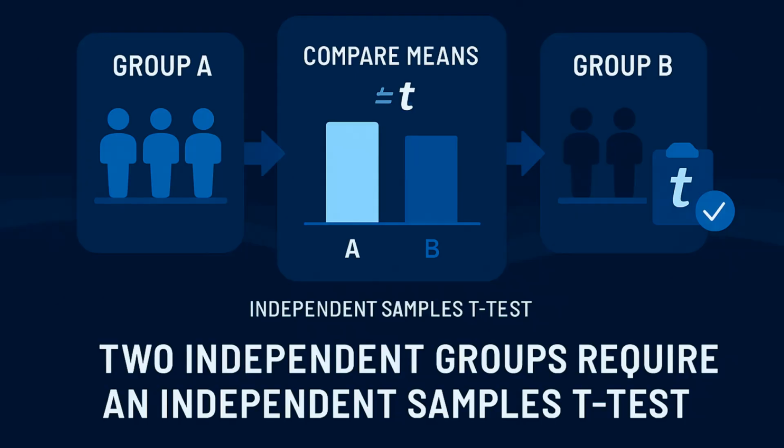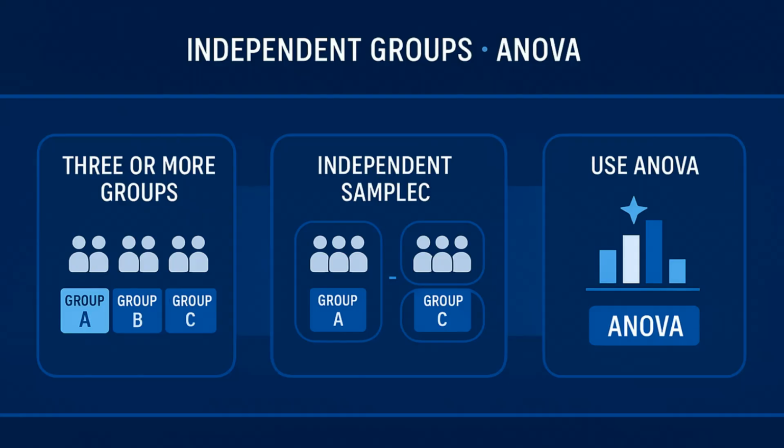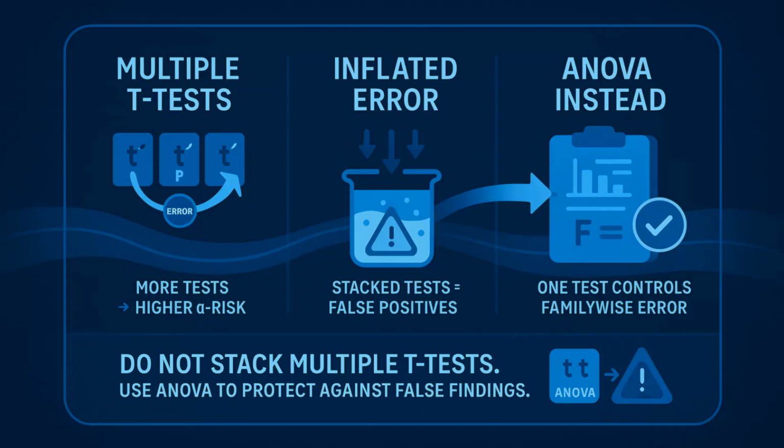When the outcome is continuous and the predictor is categorical, group comparison tests are required. Two independent groups require an independent samples t-test. Two related measurements from the same participants, such as pre- and post-intervention scores, require a paired samples t-test. Three or more independent groups require ANOVA. Running multiple t-tests instead of ANOVA is not acceptable because it increases the risk of false findings.